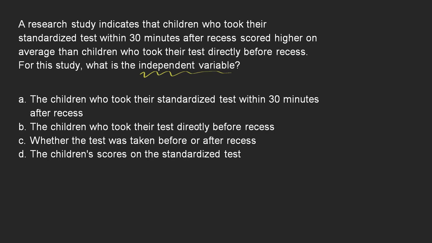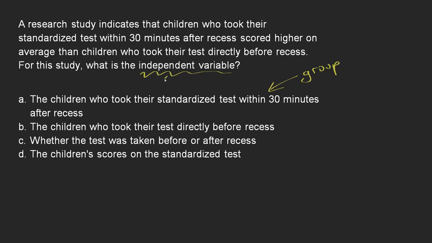manipulates. But we don't really have a clear idea here that anything is being manipulated. Instead, we have children that took the test before and after recess, and we have their scores. Now, when you see that you're comparing groups, that's another way to find the independent variable, because your independent variable is always going to have at least two groups. And if you look at option A here, you can see that this defines a group. So the children who took their standardized test within 30 minutes after recess, that's one group.